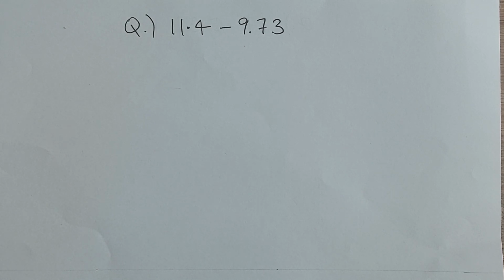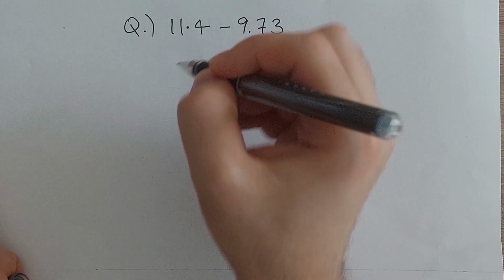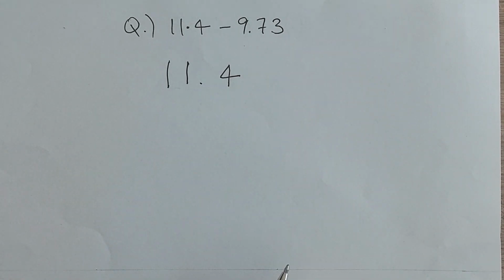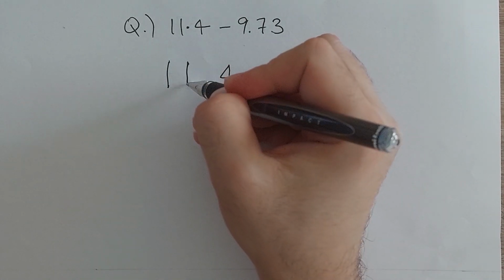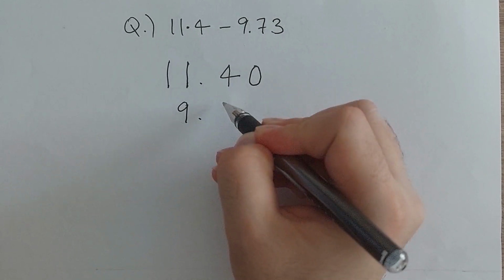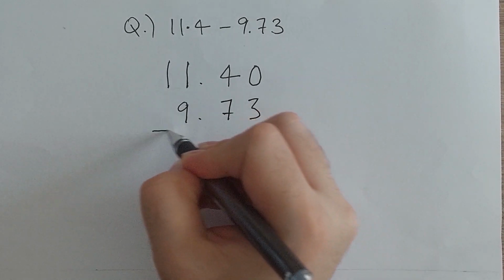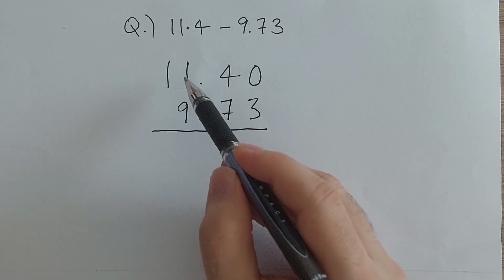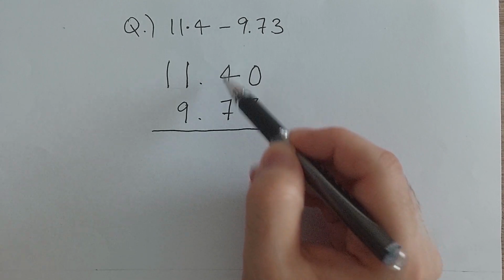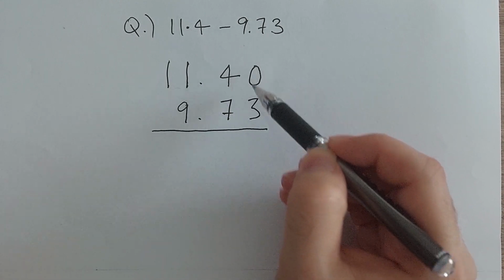Now, if you see in this question, the first number, 11.4, has one digit after the decimal point, but 9.73 has two digits after the decimal point. So we're going to add a 0 after 4 so that it also has two digits after the decimal point, like 9.73. And then we're going to write 9.73 so that the numbers in the units position are in line, the numbers in the tenths position are in line, and the numbers in the hundredths position are in line.